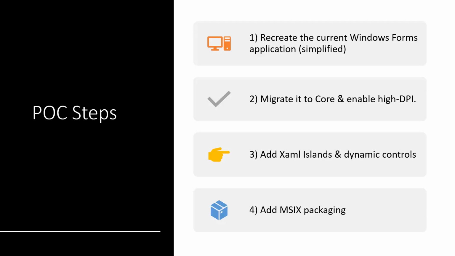So here are the steps. First, we're going to recreate the current application, the Windows Forms application. Then we're going to migrate it to Core and enable high DPI. The application that we need to recreate has to support the dynamic creation of controls at runtime. So that's one of the requirements here. Then step 3, add Xaml Islands, dynamic controls. Then we'll add the MSIX packaging to top it all off.